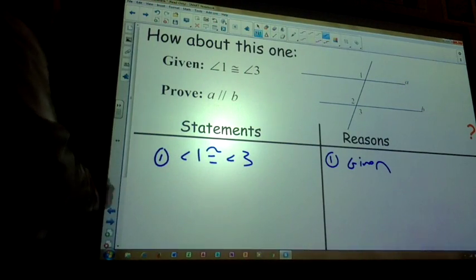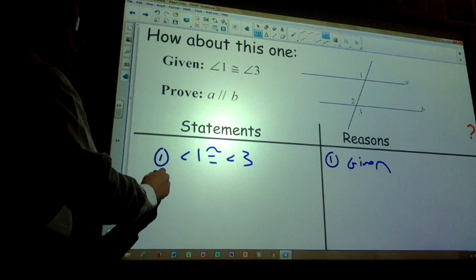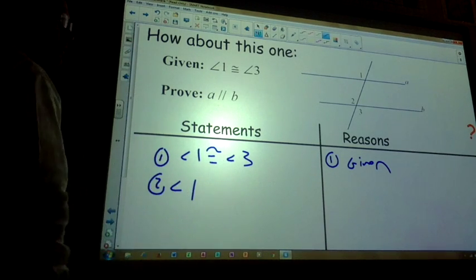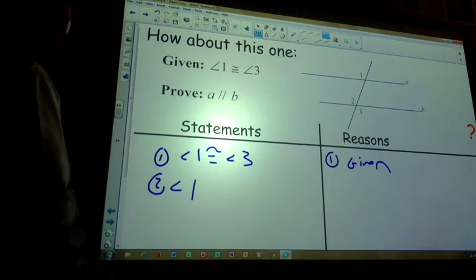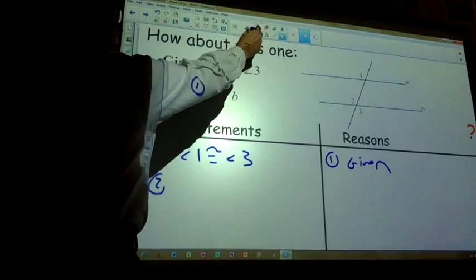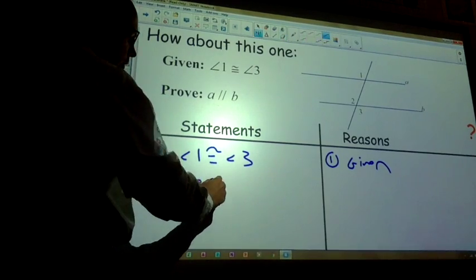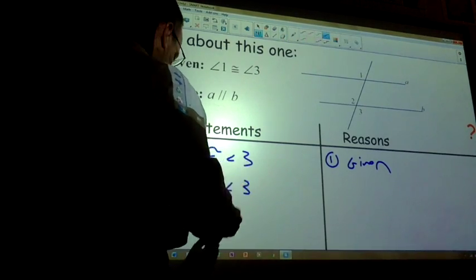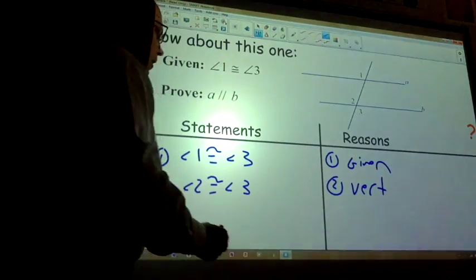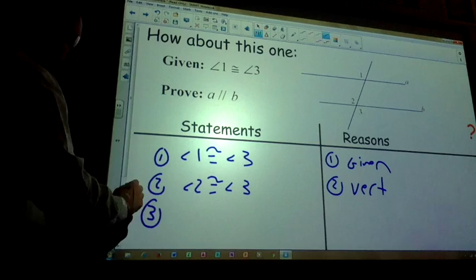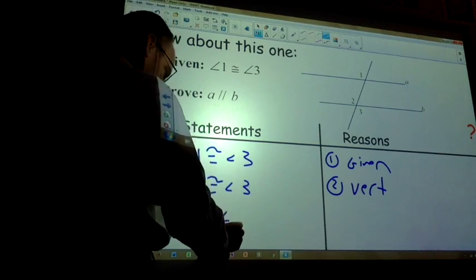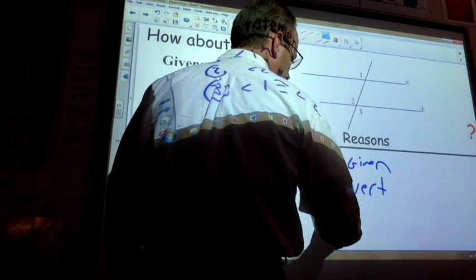Okay. And then we know that angle 1... Nope, can't say that yet. We can state, though, that angle 2 is congruent to angle 3. Why is that? Vertical. Our buddy, vertical. So angle 1 is congruent to angle 2 because our old what? Transitive.